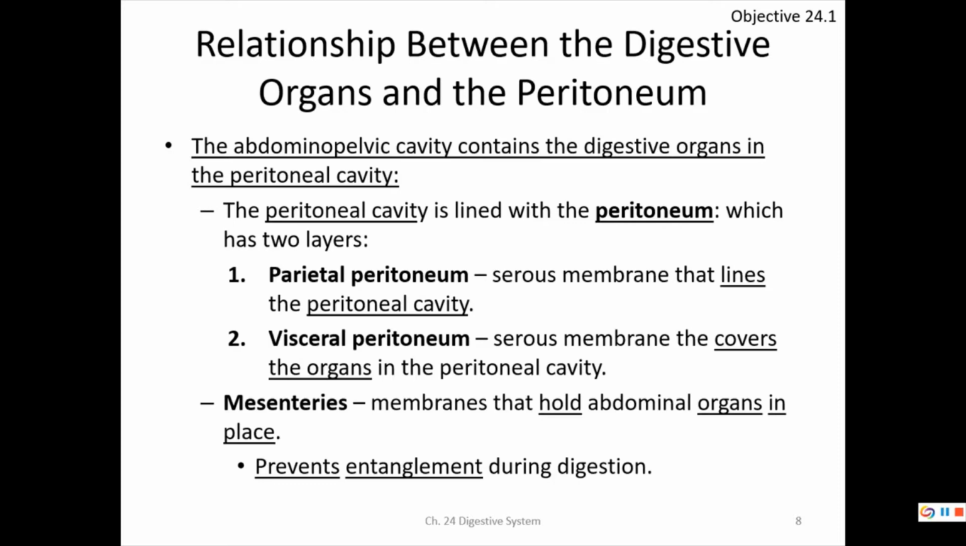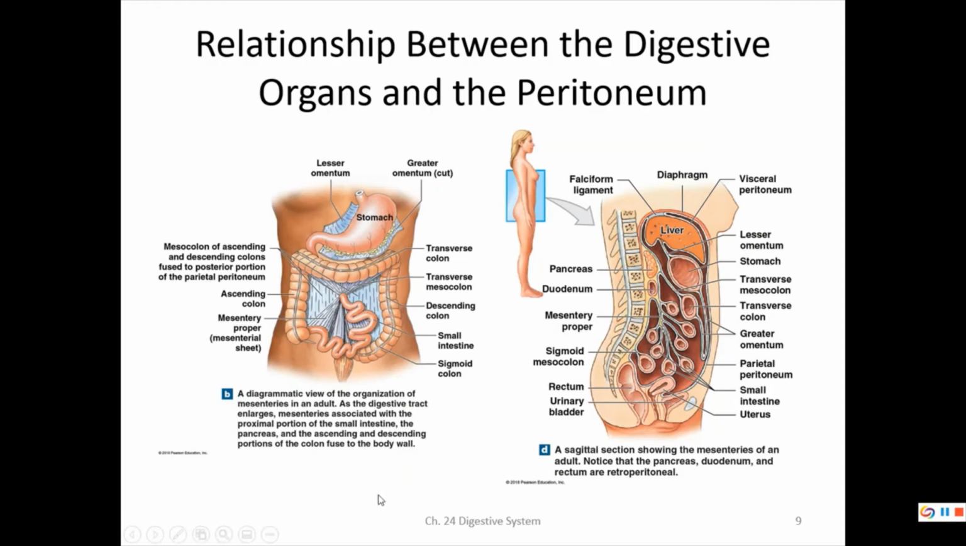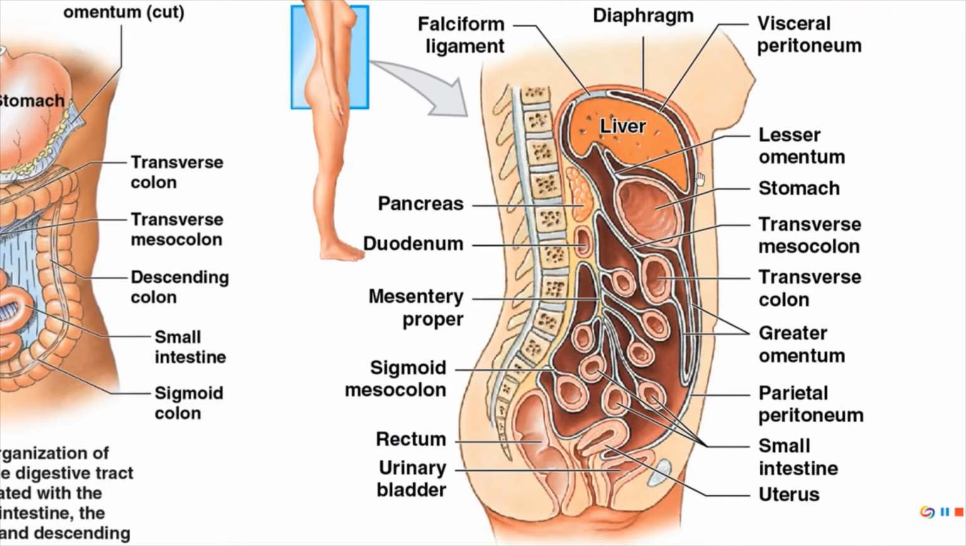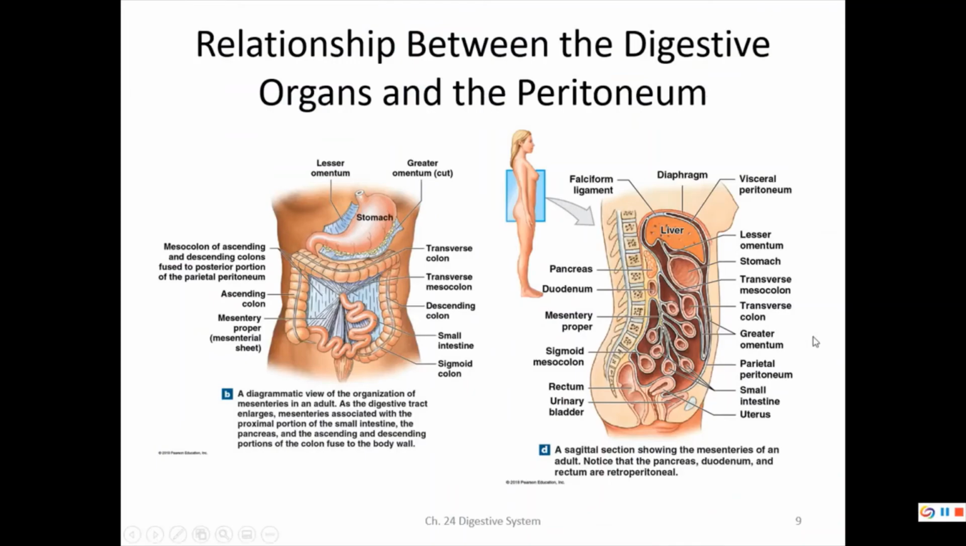We hold them in place and prevent entanglement with the mesentery. The mesenteries are important to do this. Now, as you can see, mesenteries, they prevent the entanglements. You would see that your parietal peritoneum and the visceral peritoneum, visceral covers the organ, parietal covers the inner lining of the abdominal cavity.